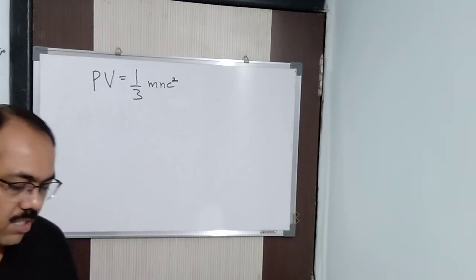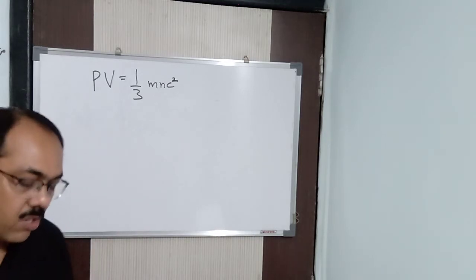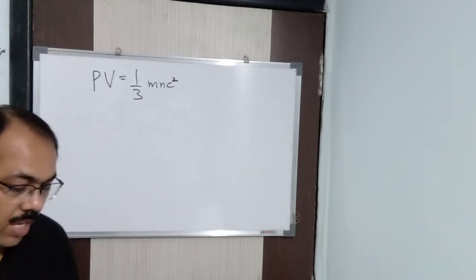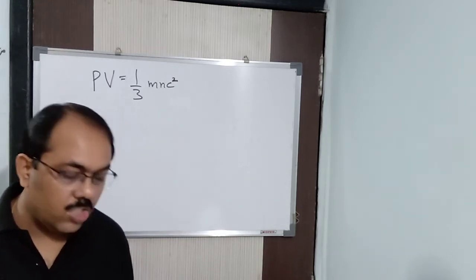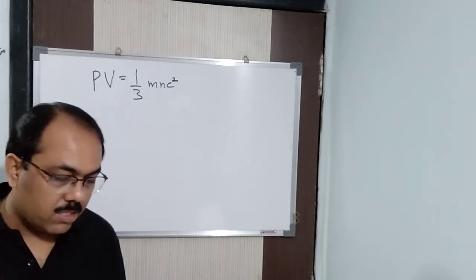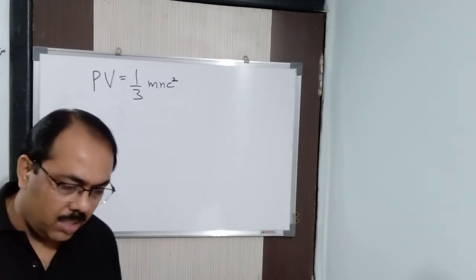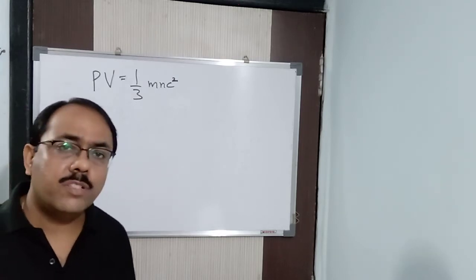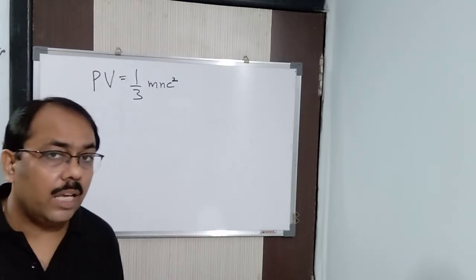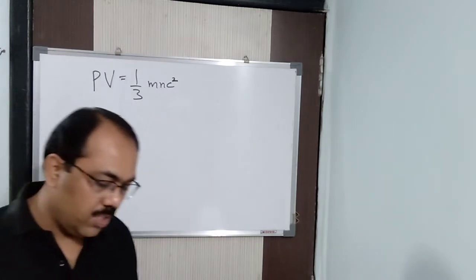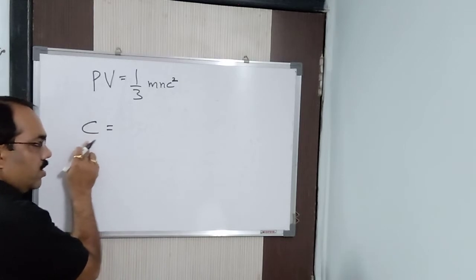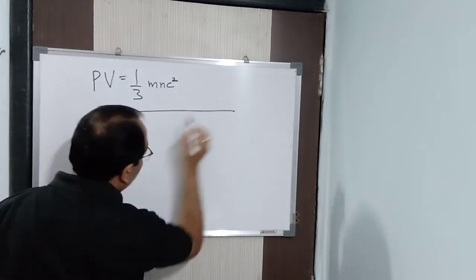It is defined as the square root of the mean of the square of the speeds of different molecules of the gas present in the container. That is said to be the root mean square speed. Suppose we have c as the root mean square speed.